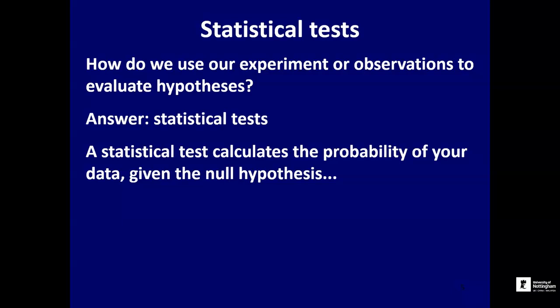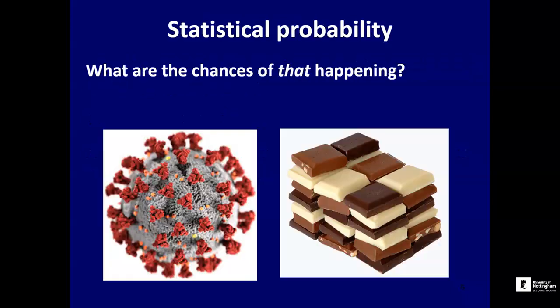So when you use a statistical test, it calculates the probability of the data that you've observed given the null hypothesis. This is a kind of critical concept that lies at the centre of statistical testing. We're calculating the probability of the data if the null hypothesis is true. So when I say given the null hypothesis, that's what I mean. If the null hypothesis is true, what are the chances that I would have seen the data that I've seen? So we can start thinking about this in really simple terms.